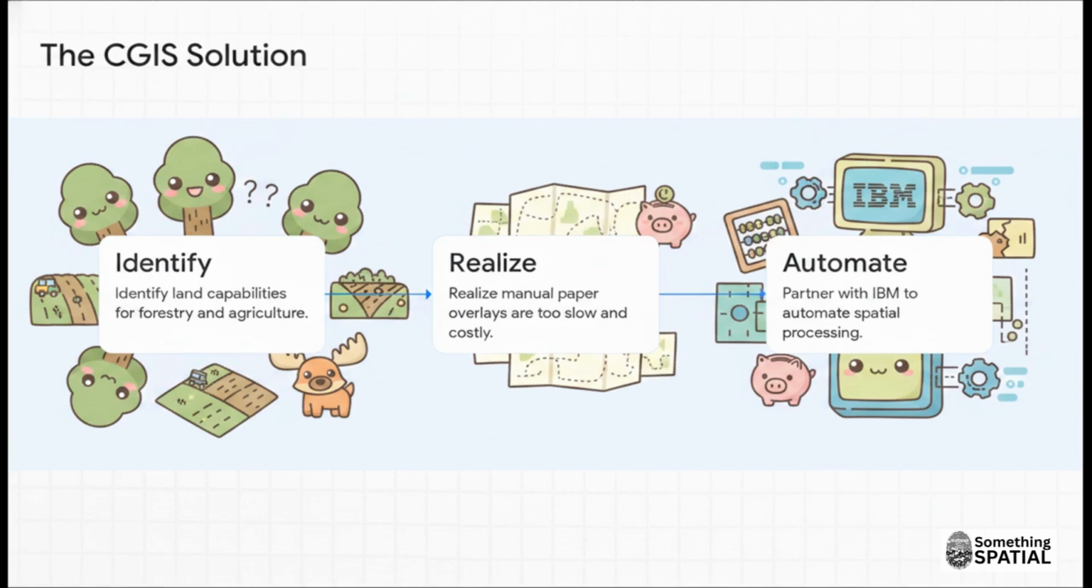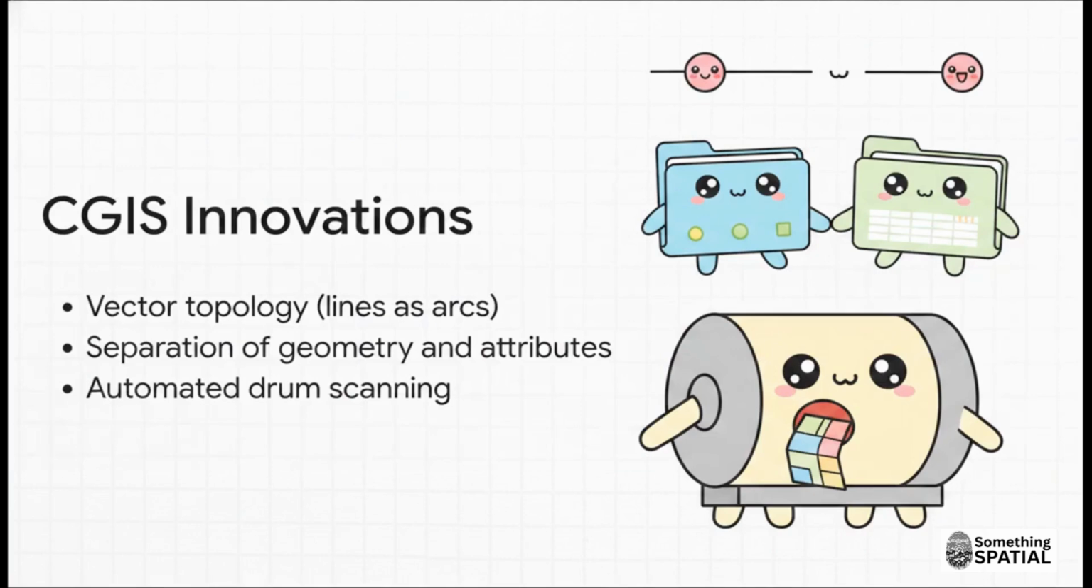Tomlinson immediately realized that trying to do this with manual paper map overlays would be painfully slow, highly inaccurate, and just ridiculously cost-prohibitive. So he took a huge swing. He boldly proposed partnering with computer scientists at IBM to completely automate the spatial processing and overlay process. And the result of that partnership was astounding.